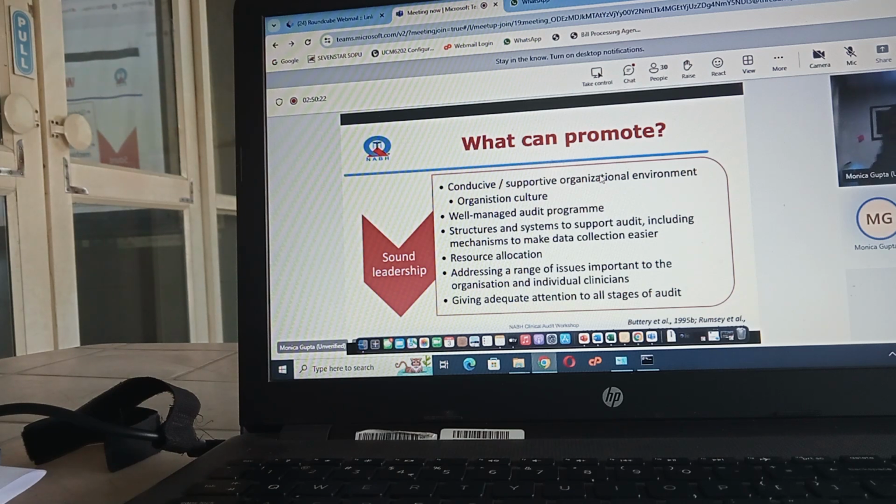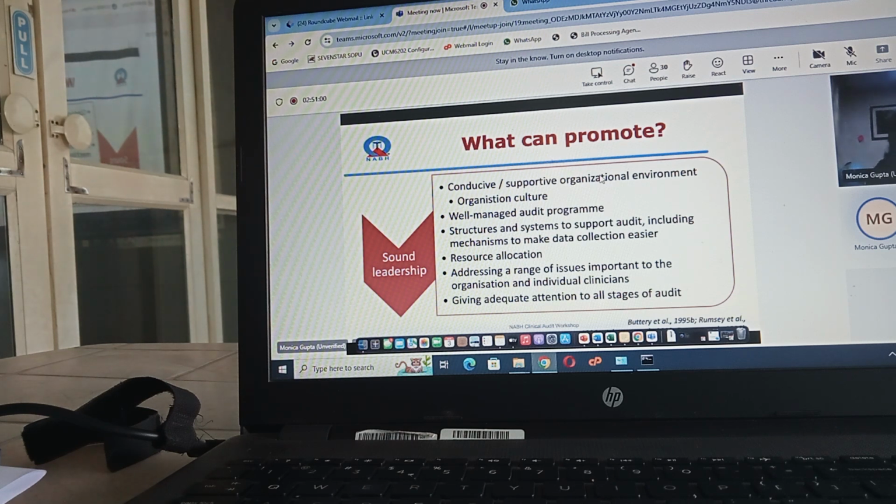Then structures and systems to support audit, including mechanisms to make data collection easier. So suppose you are using the EHR, suppose you use computer systems for various activities, maybe medication management. Again you need support, you need a mechanism, you need to save time. Nobody has time these days. So you need a structure where you just put in a request and you get your data. Collecting data is the most important thing, and if you are able to get it through your IT system, that means 90% or 80% of your work is done, which you would otherwise depend on others to do.